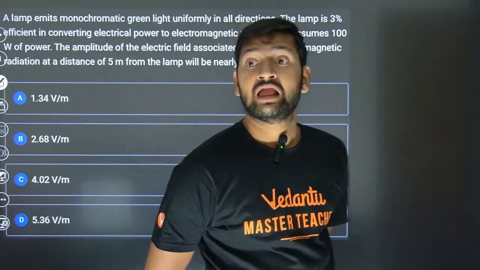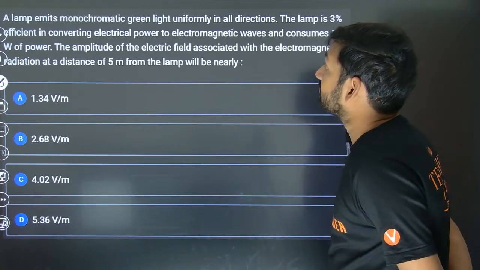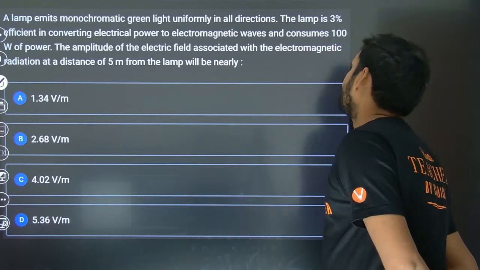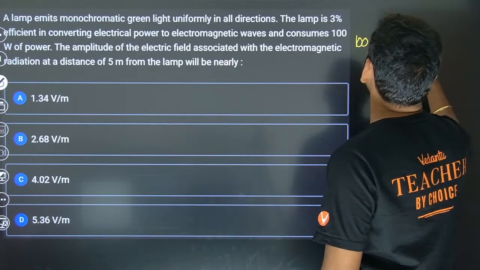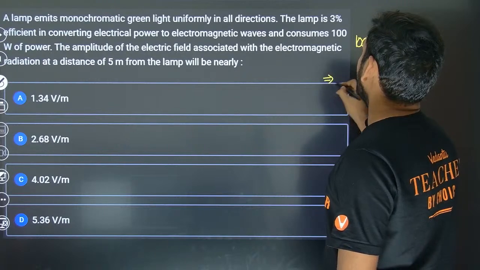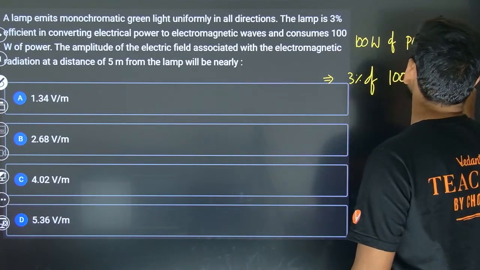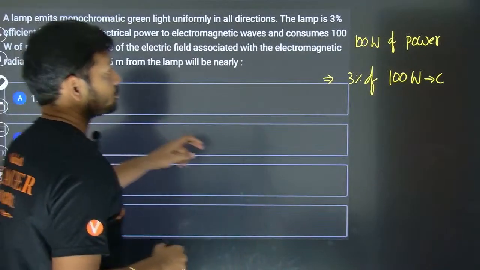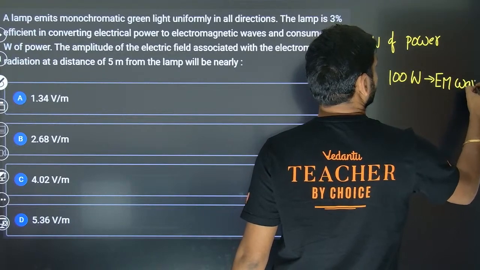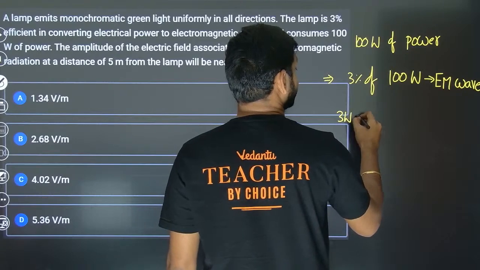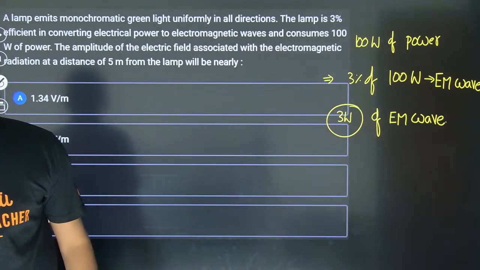Take one more. A lamp emits monochromatic green light uniformly in all directions. The lamp is 3% efficient in converting electrical power to electromagnetic waves and consumes 100 watts of power. It might be consuming 100 watts of power, but only 3% of 100 watts is converted to EM waves. 3% means what? 3 watts of EM wave. 3 watts of EM wave has been generated.